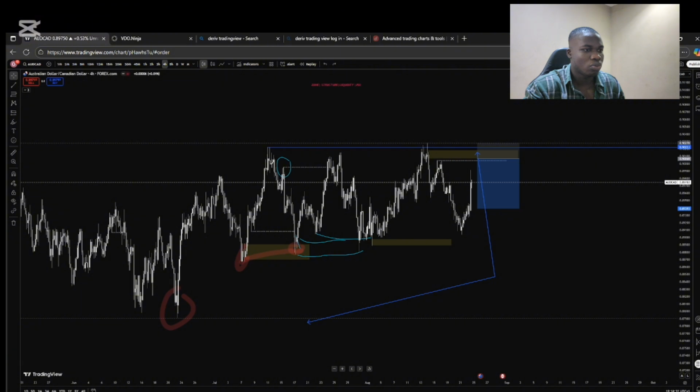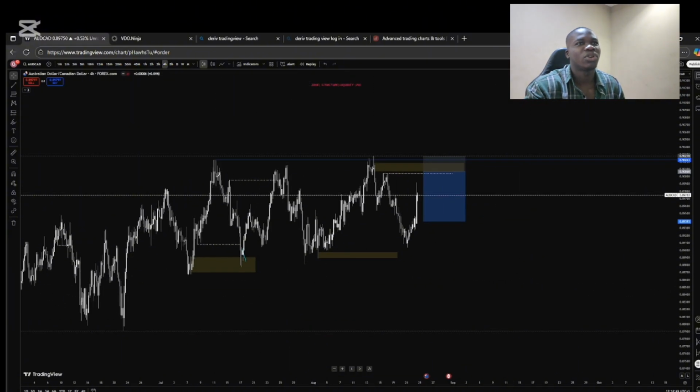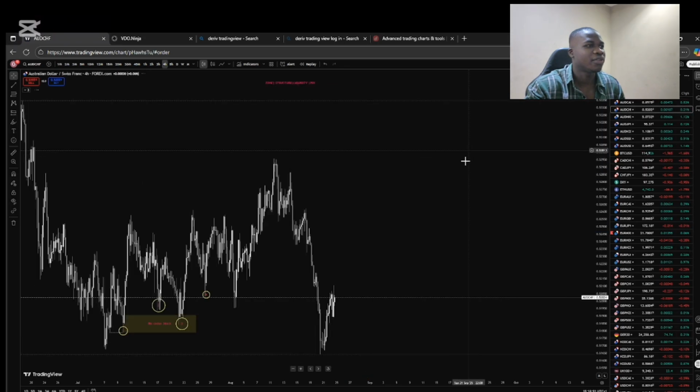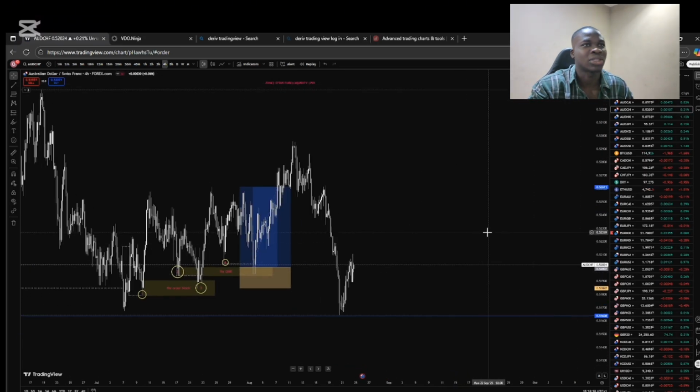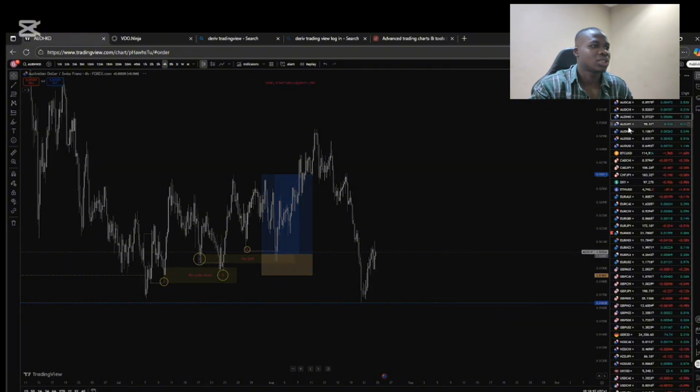So let me just quickly clean this on the chart. Now we are moving on to the next pair, which is AD shelf. If you are looking at AD shelf, there's really nothing to look at at all. Nothing to look at, just this.